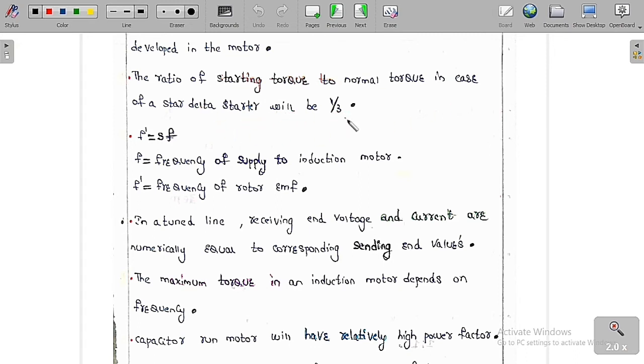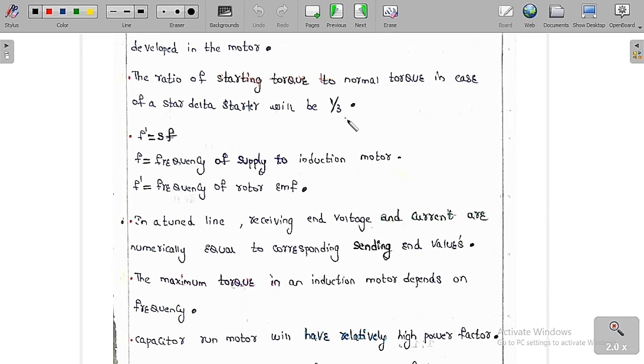I have already told you the ratio of the starting torque to the normal torque in case of a star delta starter will be 1 by 3. I have already told you the starting torque in a star delta is equal to 1 by 3 times the starting torque of the BOL. Similarly, the starting current of the star delta is equal to 1 by 3 times the starting current of the BOL. So BOL means basically here we are going to use the stator winding in delta fashion.